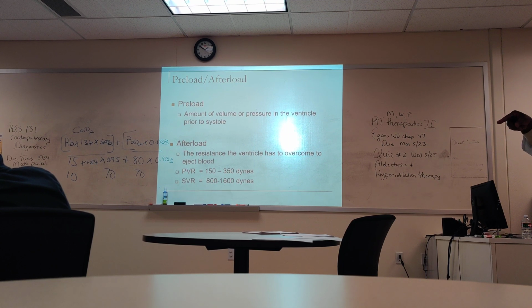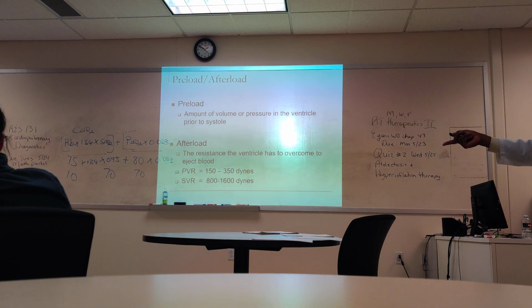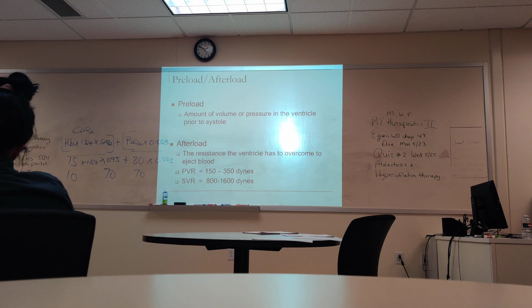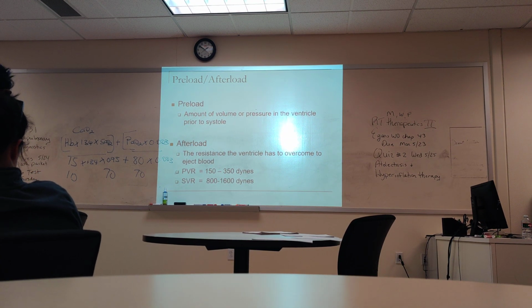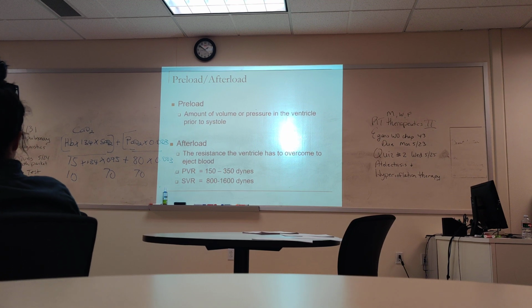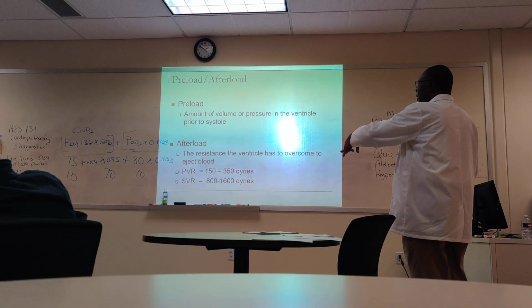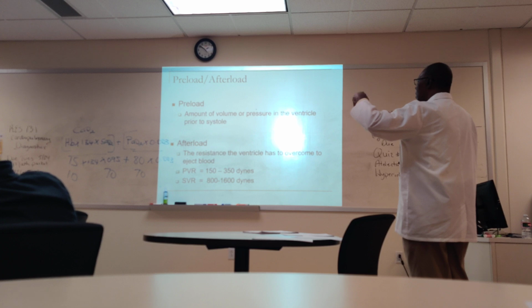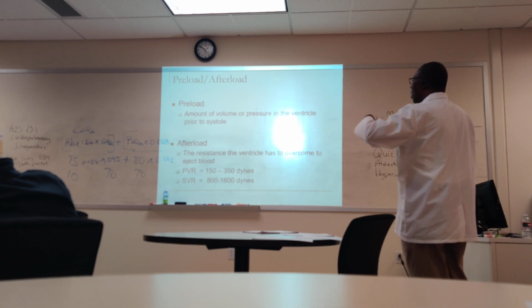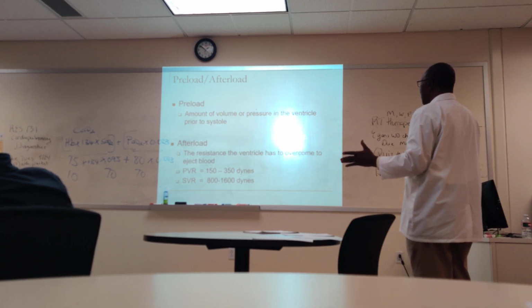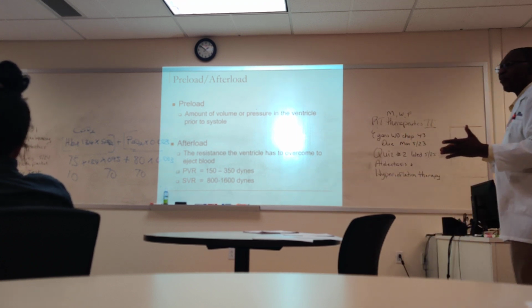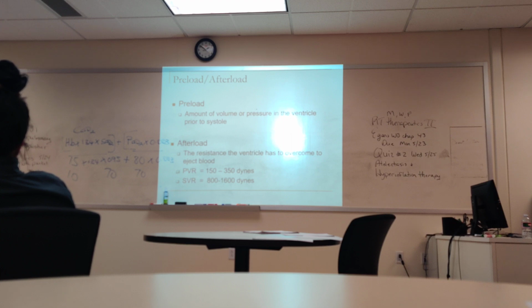Afterload is the resistance that the ventricle has to work against in order to eject blood out. Another way to define that, the easiest way, is impedance to ventricular emptying. I like that one. Impedance to ventricular emptying. All right, so we have two types of afterload. On the right side, we have PVR, which is the resistance that the right heart must work against in order to eject blood into the pulmonary artery. That resistance is about 150 to 350. If you have it more than 350, then it's going to be harder for the right ventricle to move blood into the pulmonary artery. You have a lot of afterload.